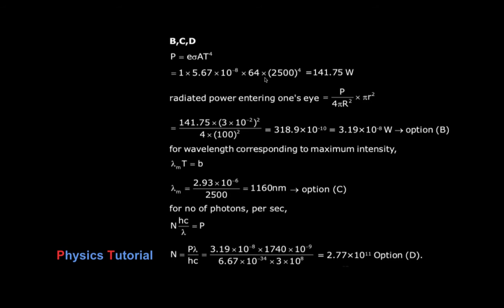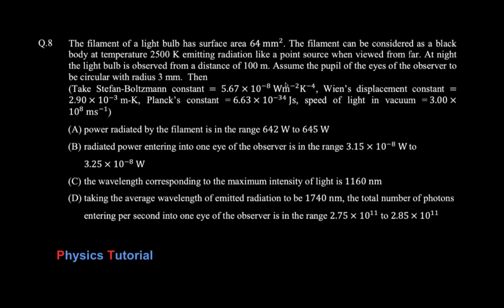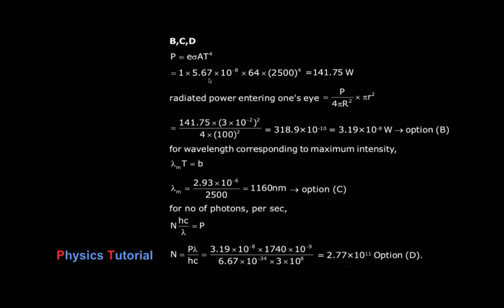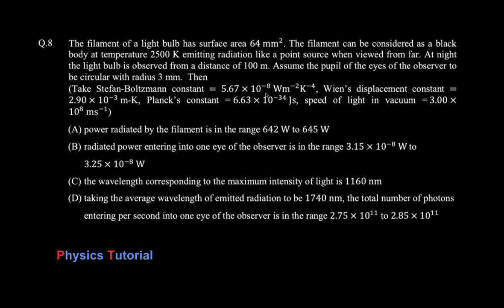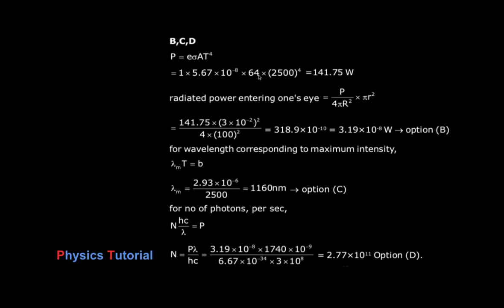So convert this in meter, that is per meter square. Yes, you have to convert this from millimeter. Temperature is given, 25,000 Kelvin. Directly you can use here. Now this is to the whole power 4, and 5.67 into 10 to the power minus 8 is multiplied with this one. And finally the result will be, after calculation, you will find 141.75 watt. For the radiated power entering one's eye, you then have to divide by 4 pi r square. This means per area, and into the area of the pupil of the eye. So radius of pupil you have to consider over here.